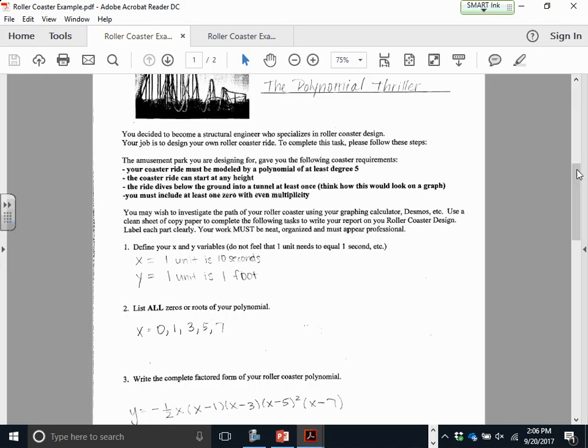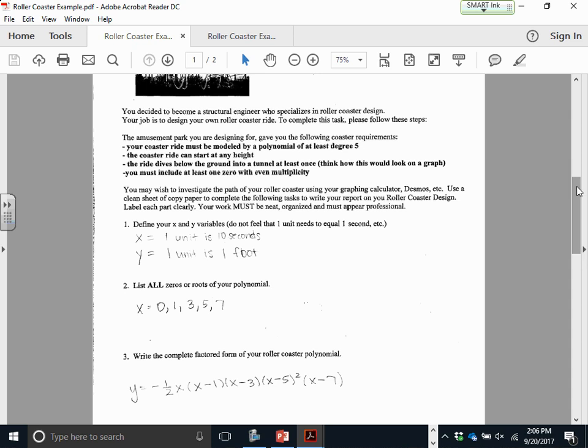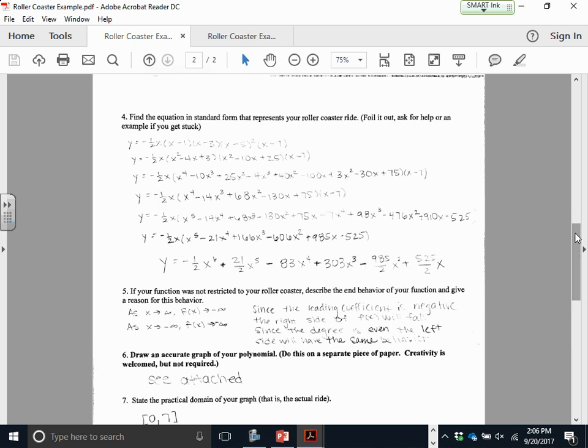Okay, now you are more than welcome to have more than 5 zeros, and you're more than welcome to have a polynomial of greater than 6. Okay, just keep in mind you're going to have to multiply all of your factors out. Okay, so the more factors you write down, the more multiplying you have to do. My bare minimum is 6, right?